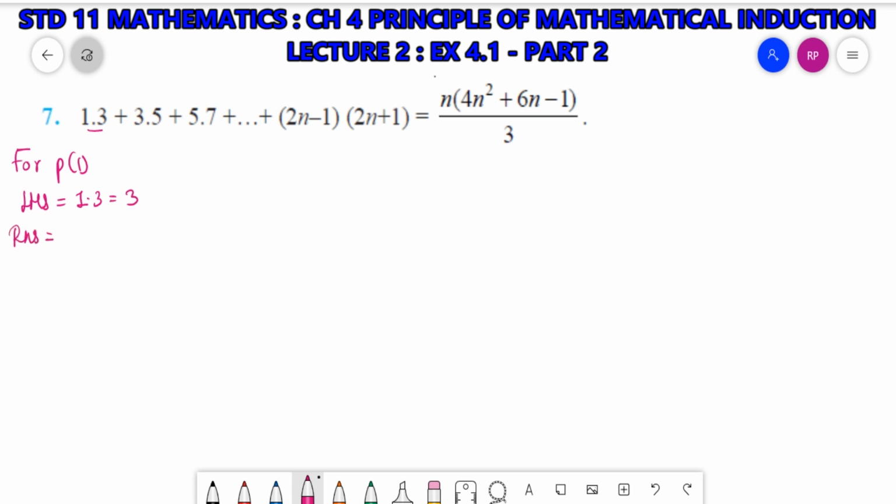RHS, so put value of n as 1. 4 into 1 square, 4. 6 into 1, 6. Minus 1 upon 3. Okay, so 4 plus 6, 10. 10 minus 1, 9. This is equal to 9 by 3, and that is equal to 3. So LHS is equal to RHS. Therefore, P of 1 is true. Okay, now let P of k be true.